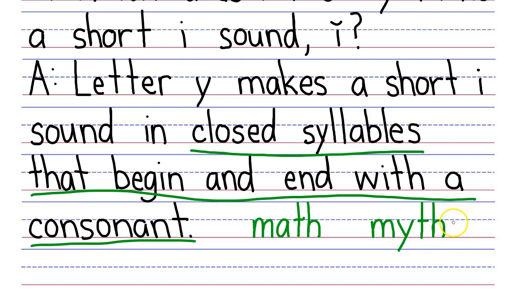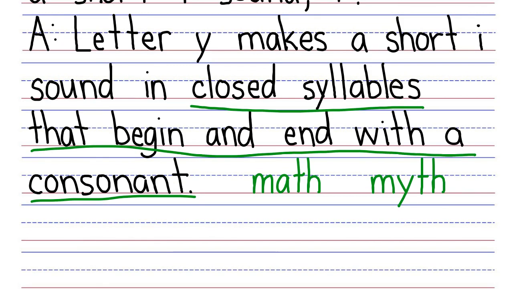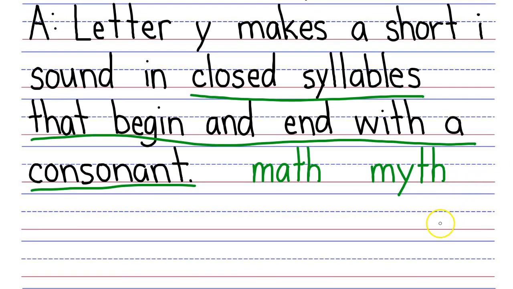So let's look at some more examples where letter Y makes a short I sound in closed syllables that begin and end with a consonant. Okay, so our next example is rhythm. Here, the sound is a bit tricky because it's spelled with a silent H. So RH says r, and then you've got a Y that makes a short I sound, I.